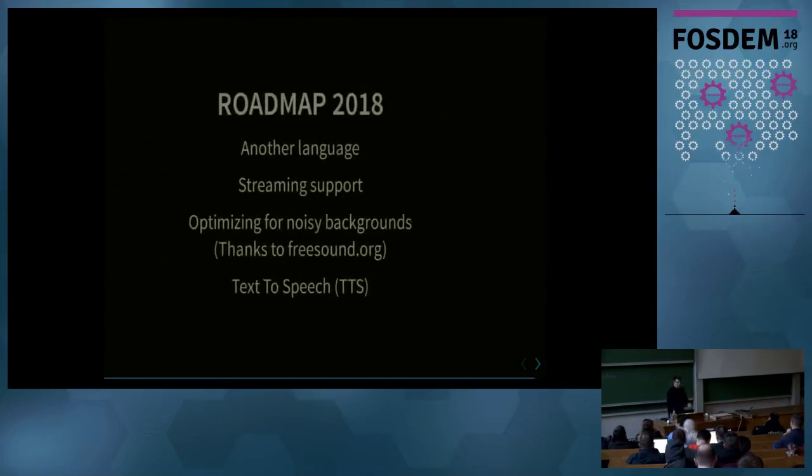So last but not least, our roadmap for 2018 is to train for another language, not named yet, and to have streaming support. This means that the computing starts already when the first samples come in, not just when the recording is done and then you pass it into the machinery, so you lose some time. Then optimizing for noisy backgrounds. This is having samples augmented with street noise, restaurant noise, barking dogs in the background, kitchen backgrounds, and so forth, to make it capable of understanding language also under those conditions.